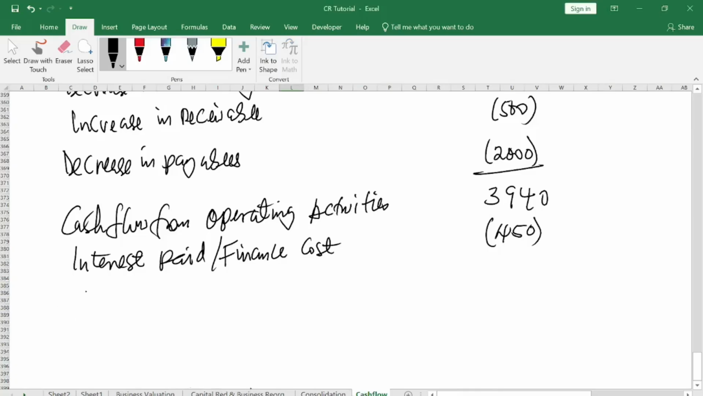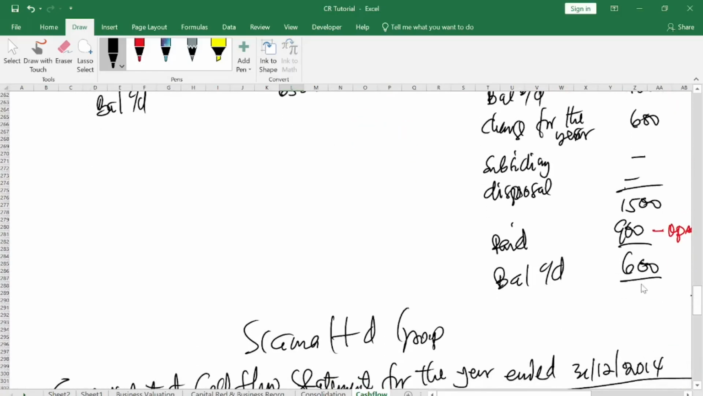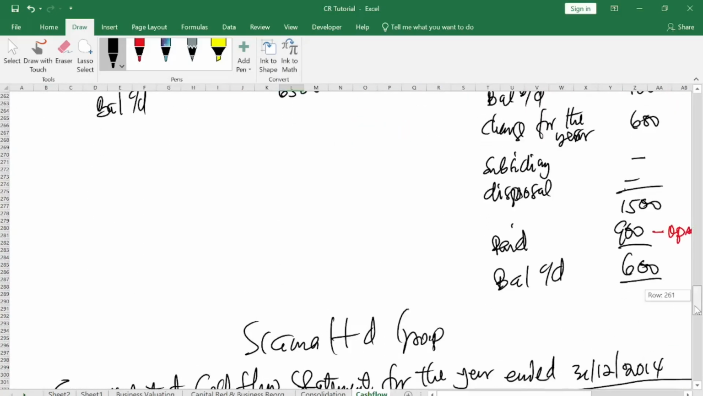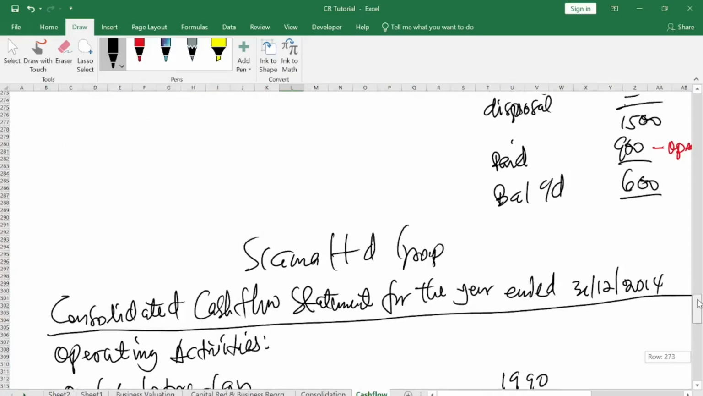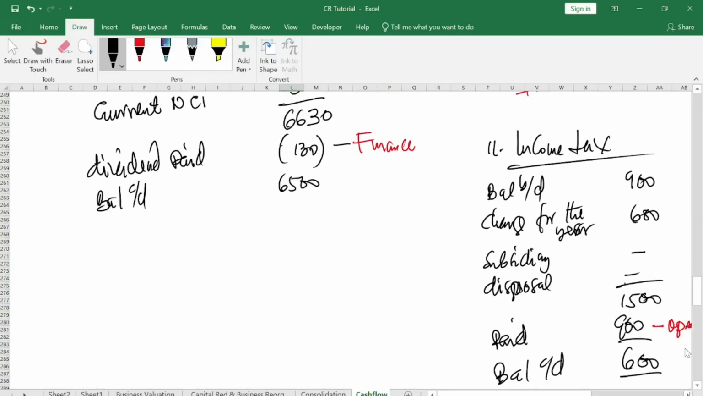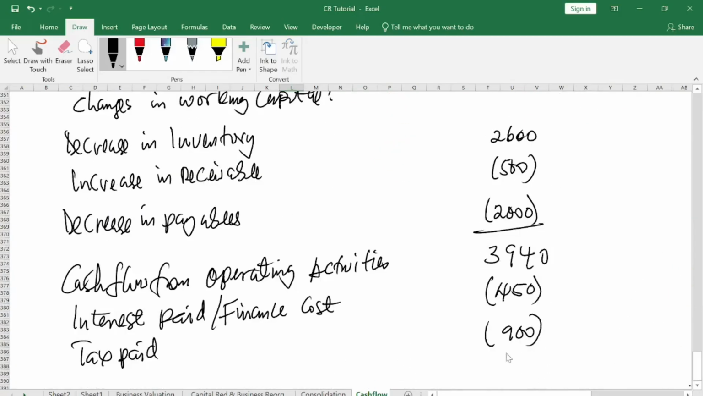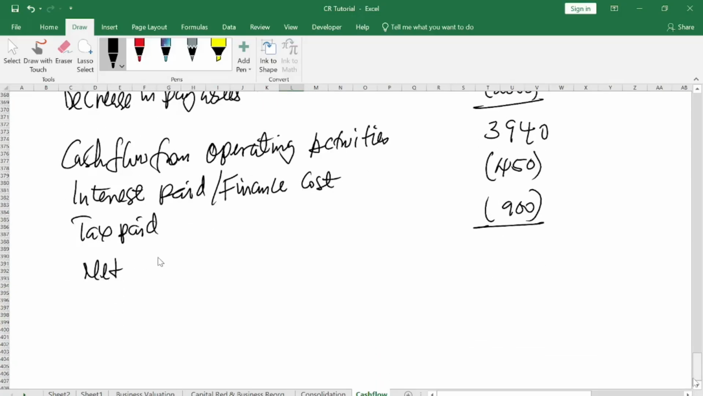Then you bring your tax. Tax paid. We did the calculation here. How much is it? Tax we paid is income tax. I'm showing. Can you see the board? I've already shown it to you. 900. Okay, that's all. So when you sum it up, what do you have? So this gives you net cash flow, minus 450.